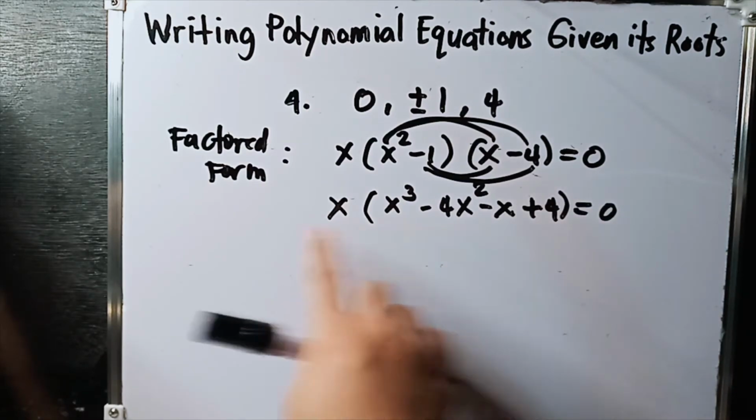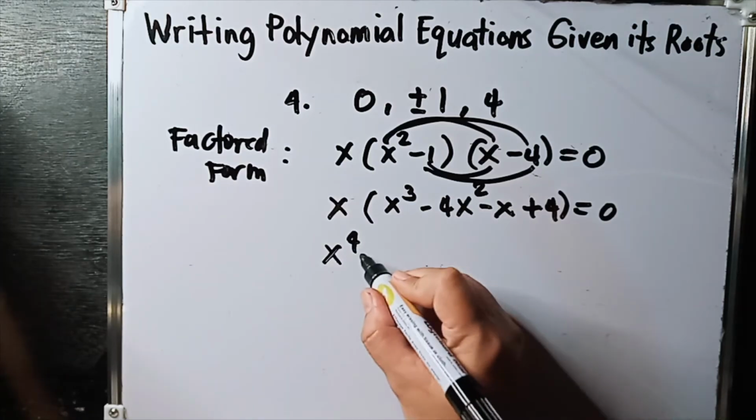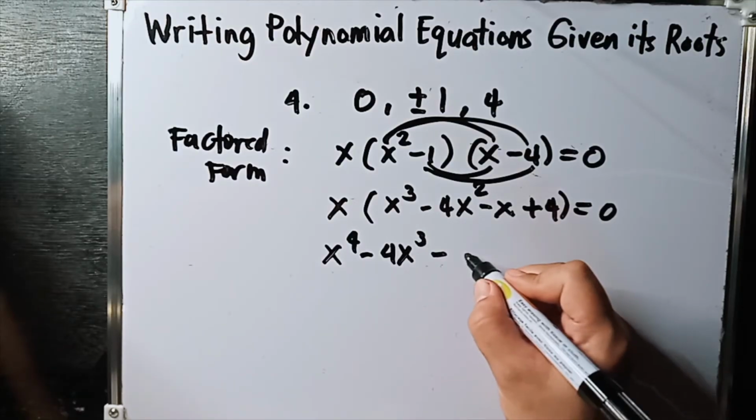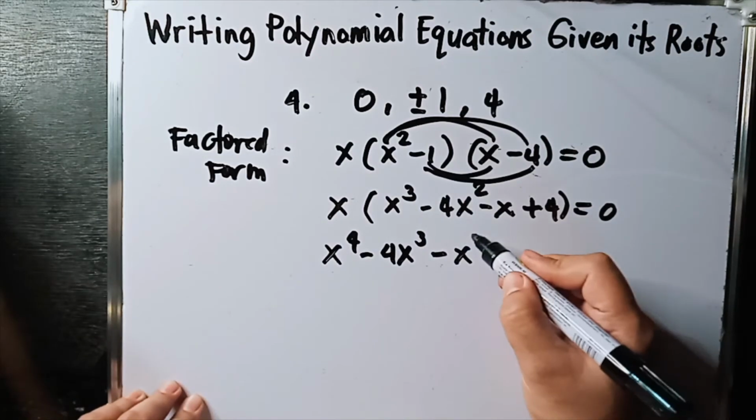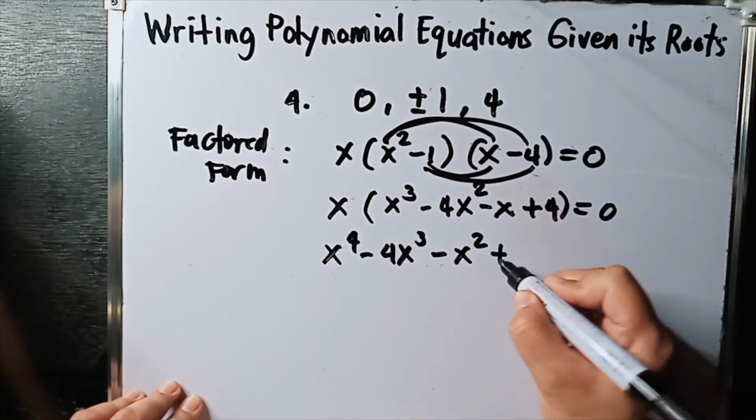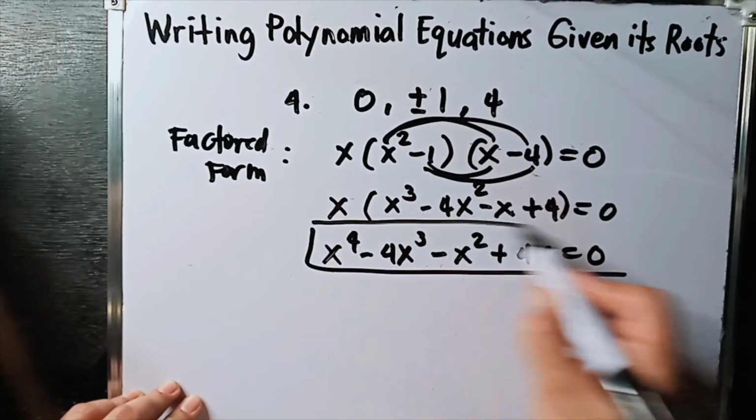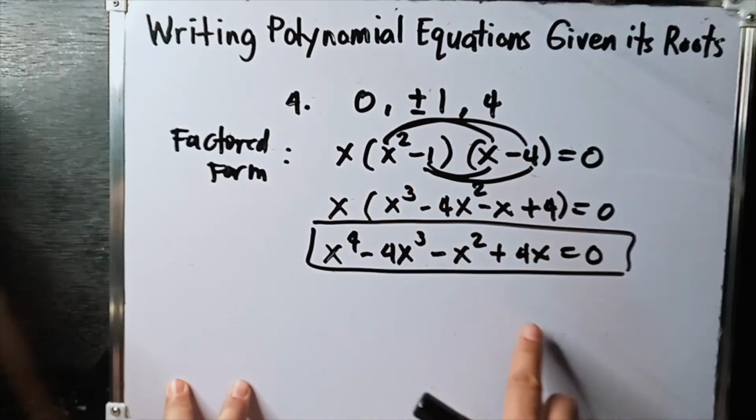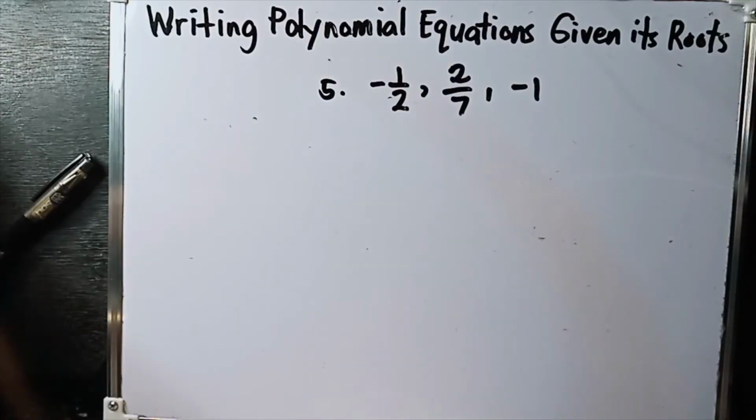And then you're going to distribute x, multiply x to each term. So we have x to the 4th minus 4x cubed minus x squared plus 4x equals 0. So as easy as that. So this is the polynomial equation with the roots 0, positive negative 1, and 4. Okay, let's have problem number 5.